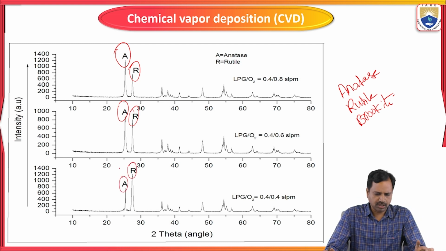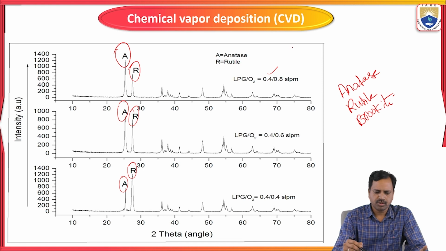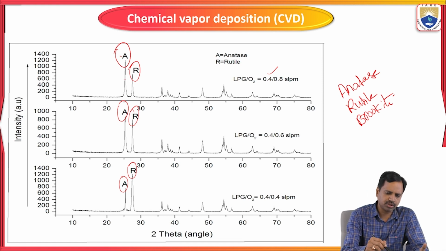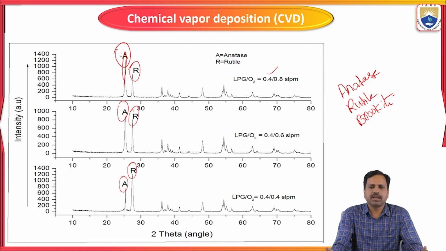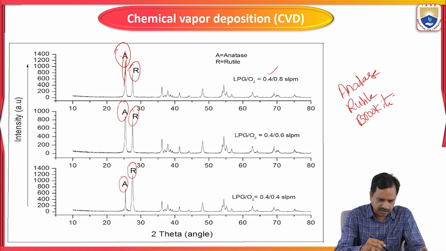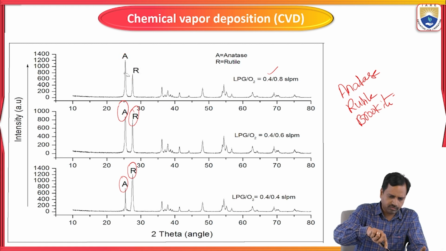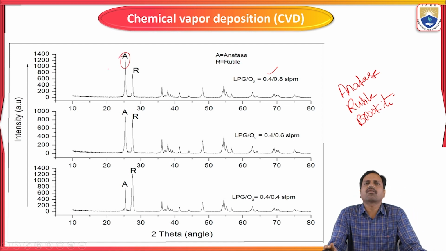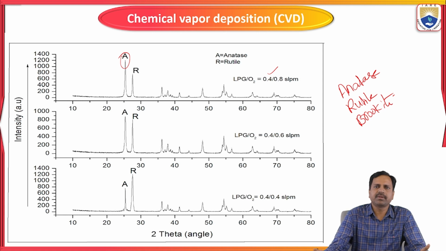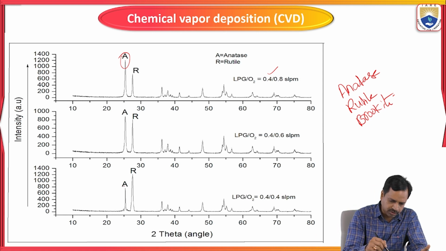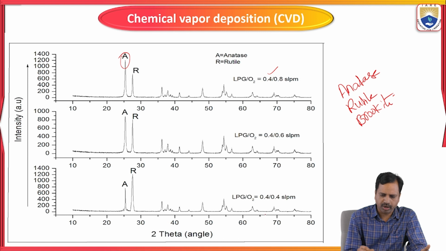We can see the synthesis of nanomaterials when we used LPG at 0.4 SLPM. We got the anatase phase as maximum. These three are XRD reports, and this sharp peak indicates that our particle is in a crystalline form, a nano form. We are not seeing any brookite phase here.